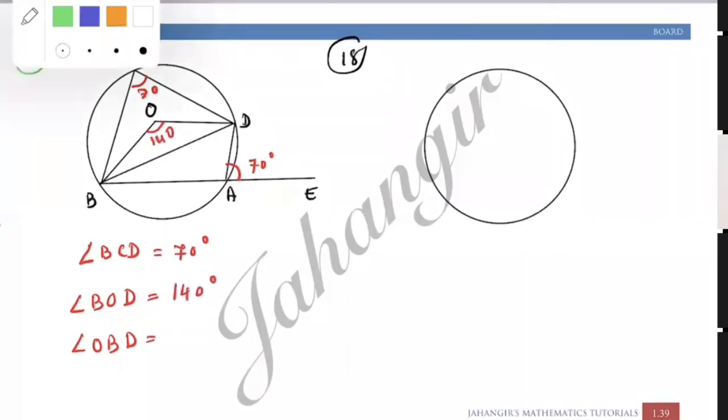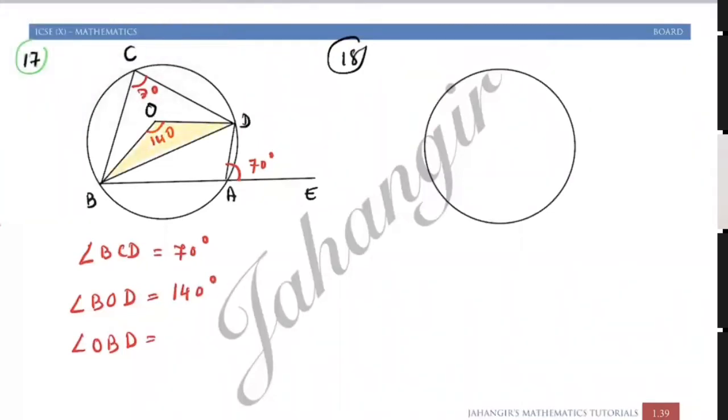is 140. And for OBD, you can take a triangle. These two sides are equal. So this angle is x, this angle is x. So we can say x plus x plus 140 is equal to 180. 2x is equal to 40. Therefore, x is equal to 20. So I can say OBD is 20 degrees. Okay, any doubt?